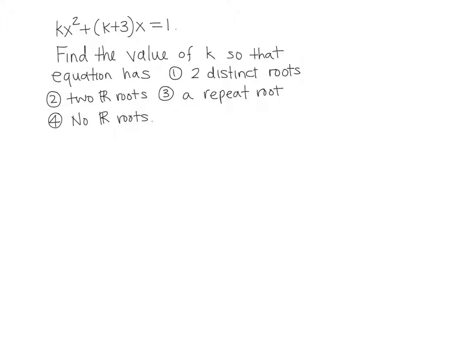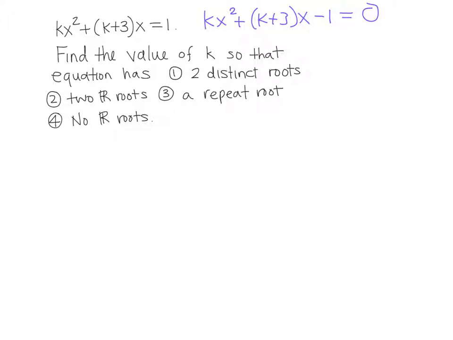In this problem, we have kx squared plus (k plus 3)x is equal to 1. We want to find the value of k so that the equation has two distinct roots, or two real roots, or a repeated root, or no real roots. First, we want to make sure that the equation is equal to 0. So we're going to rewrite this as kx squared plus (k plus 3)x minus 1 is equal to 0.